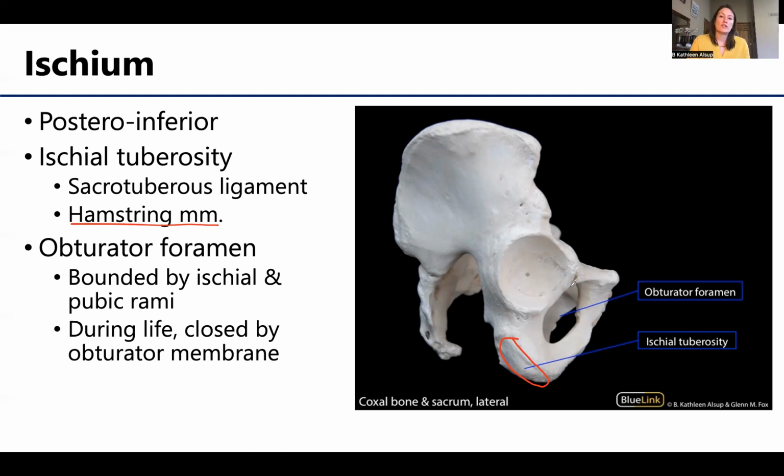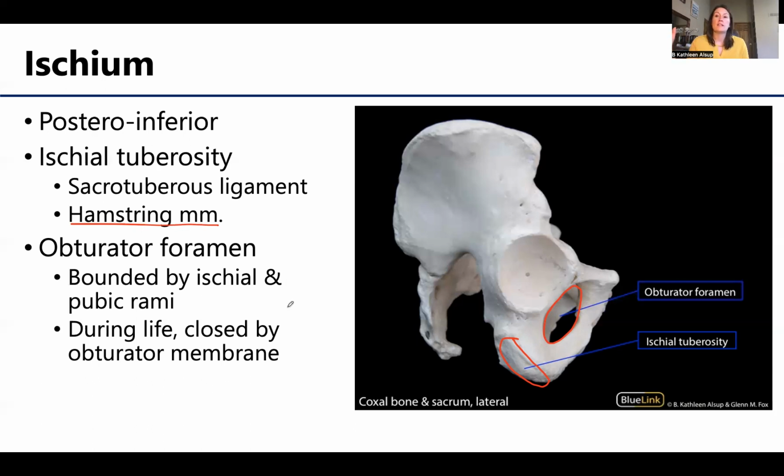Another structure that is quite dominant when you're looking at the pelvic girdle is this foramen right here. It's going to be bounded by the ischial and the pubic rami. So it's not just of the ischium, but I'm going to talk about it here. And the obturator foramen has the distinction of being the largest foramen in the body. It is bigger even than the foramen magnum that we talked about when we were talking about the skull.